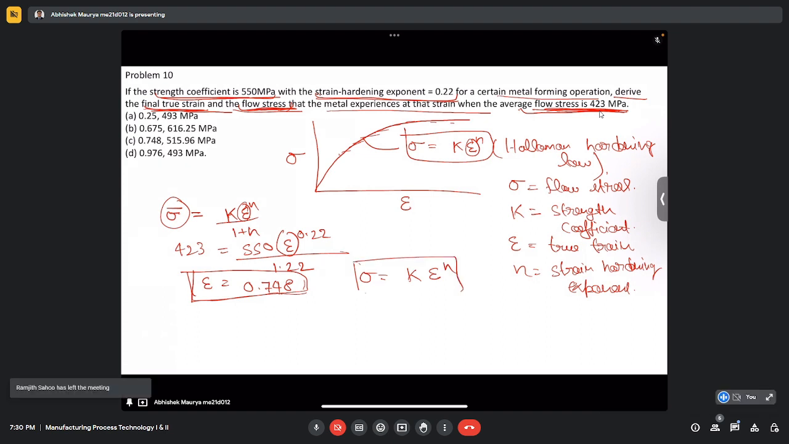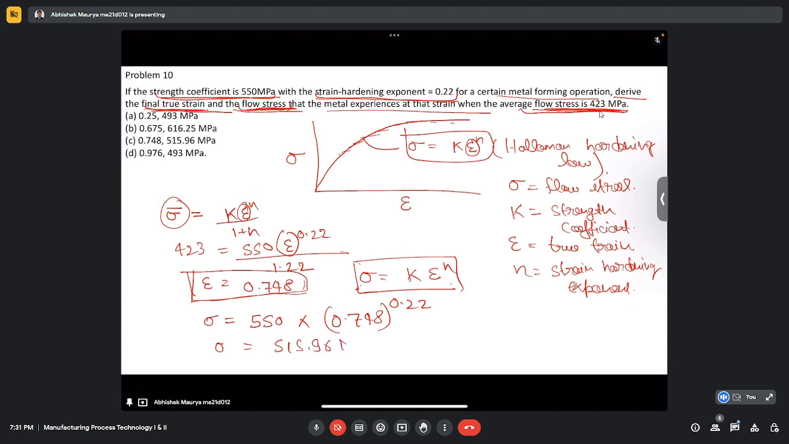Okay, so now from this relationship we will find out what the flow stress value was at this strain. We will substitute the known values, 0.748 to the power 0.22. So sigma is nothing but 515.96 megapascals. Strain is 0.748, flow stress is 515 megapascals.